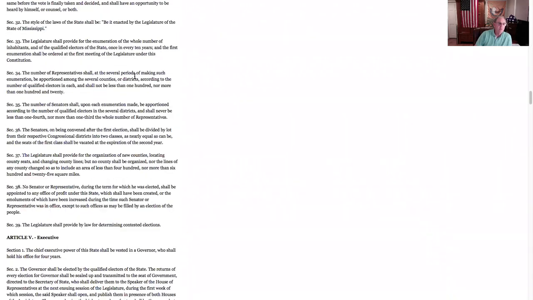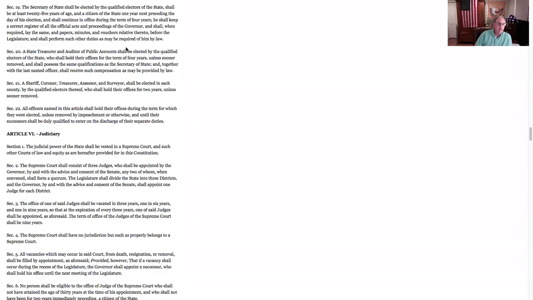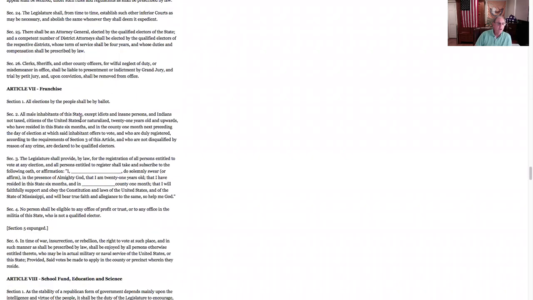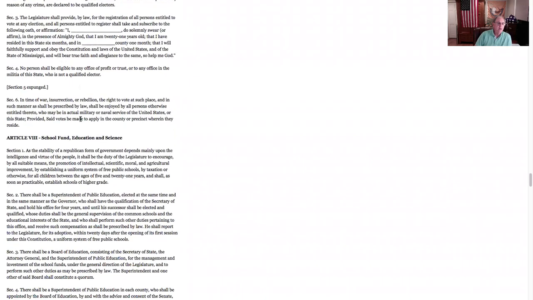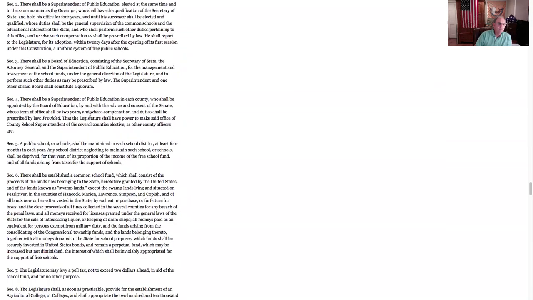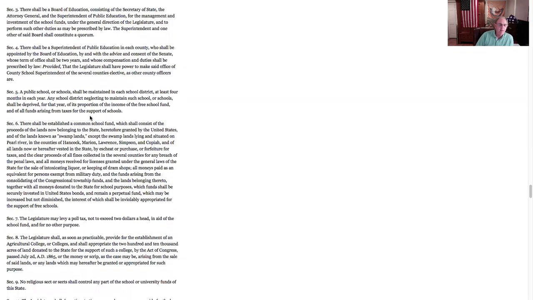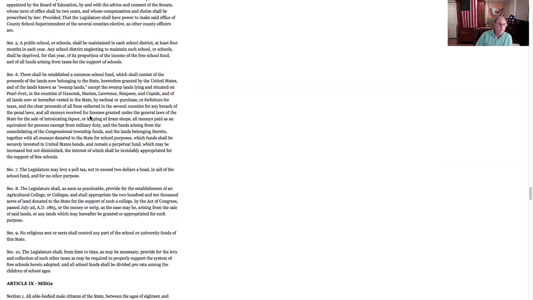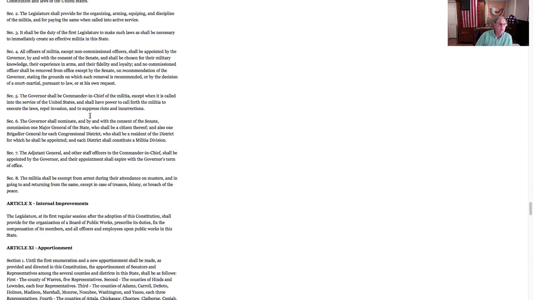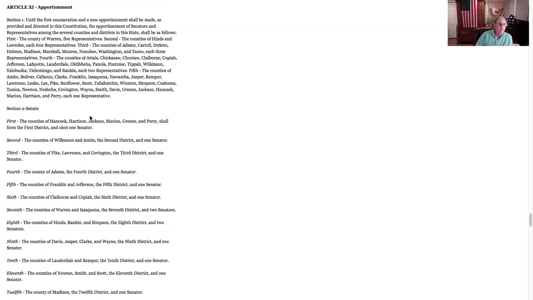Now, this is the legislative, the executive, and the judiciary. This is all their requirements and what they're supposed to do. The franchise, who can vote, school funds, education and science, how to fund the schools. This is all about the mechanics of the school system, not the religion, morality, and knowledge. Militia. Every male citizen is supposed to be armed and trained in the art of war. We're not going there. Okay.